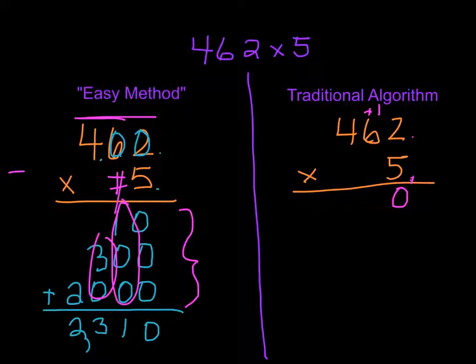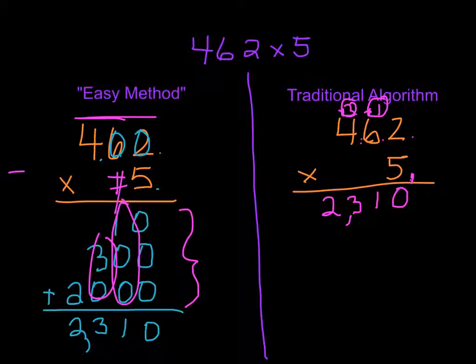So 5 times 6 gives me 30, plus 1 more is 31. The 3 gets transferred to the hundreds column. The 1 gets put in the answer space. Now I multiply the 5 times the 4. 5 times 4 is 20, plus 3, I like to circle it so I know I've added it in, gives me 23. 1, 2, 3, comma me.